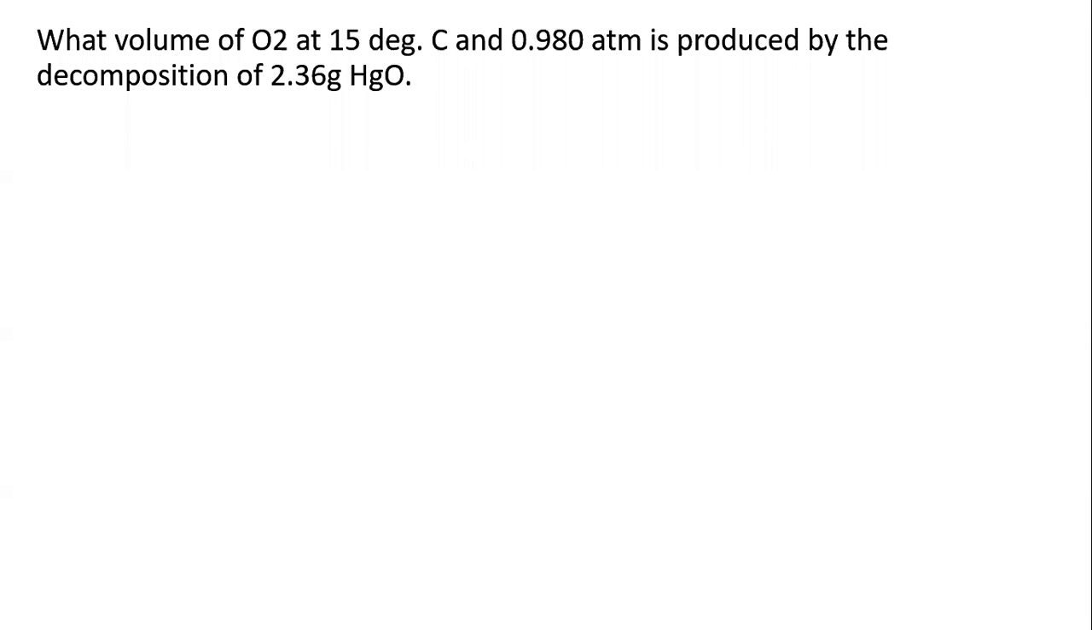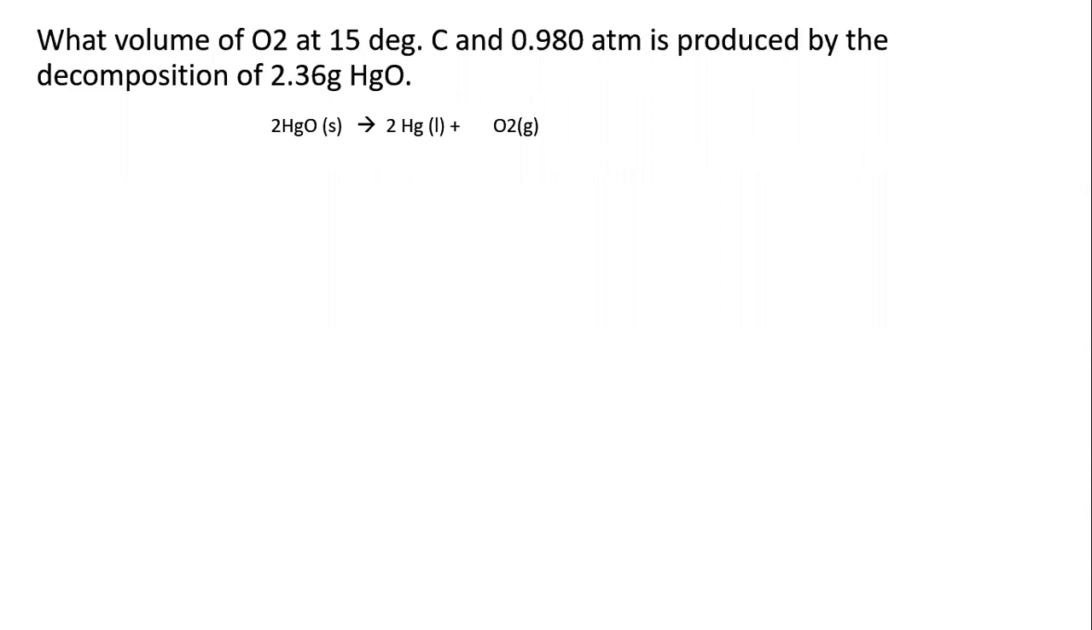In example 2, we want to know the volume of O2 at 15 degrees Celsius and 0.980 atm is produced by the decomposition of 2.36 grams of mercury II oxide. So we want to know what volume of O2 can be produced at this particular temperature and pressure by the decomposition of 2.36 grams of mercury II oxide. So again, you always need a balanced chemical equation. So this is the balanced chemical equation for this decomposition reaction.